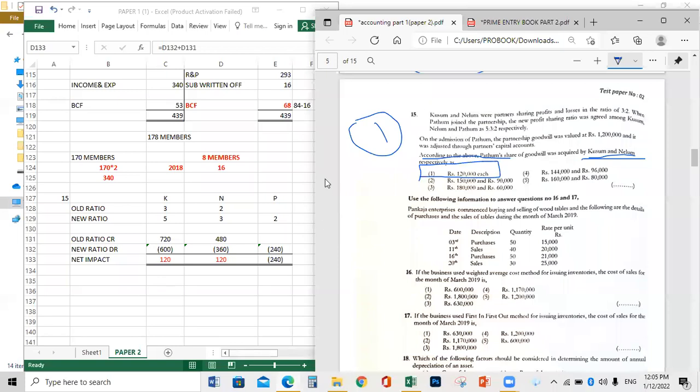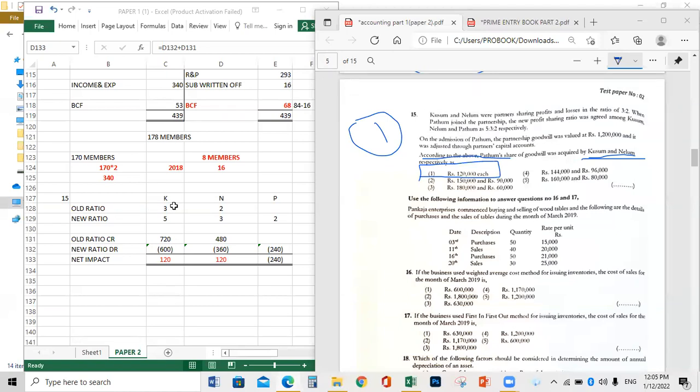Guys, tell me, when there is an admission, the new partner has to sacrifice his capital. There is something all partners should sacrifice. What should the old partners sacrifice when there is an admission? Very good. They have to sacrifice their profit sharing ratio. They have to sacrifice their ratio, guys, profit sharing ratio.